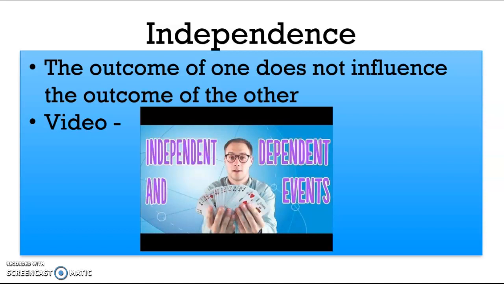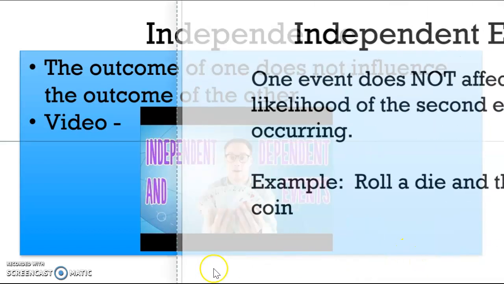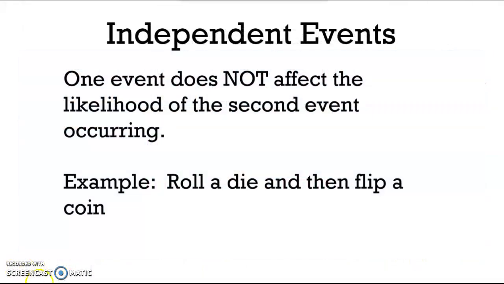Independence means that the outcome of one thing does not influence the outcome of another thing. Something like rolling a die or flipping a coin: what I do the first time has no effect on what happens the next time. So let's get that definition here. Independent events: one event does not affect the likelihood of the second event occurring. Like I said, an example would be rolling a die or flipping a coin.